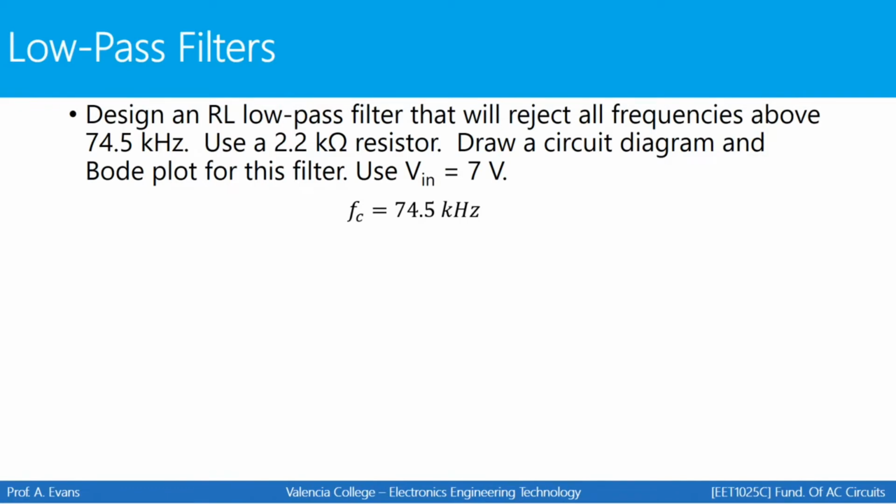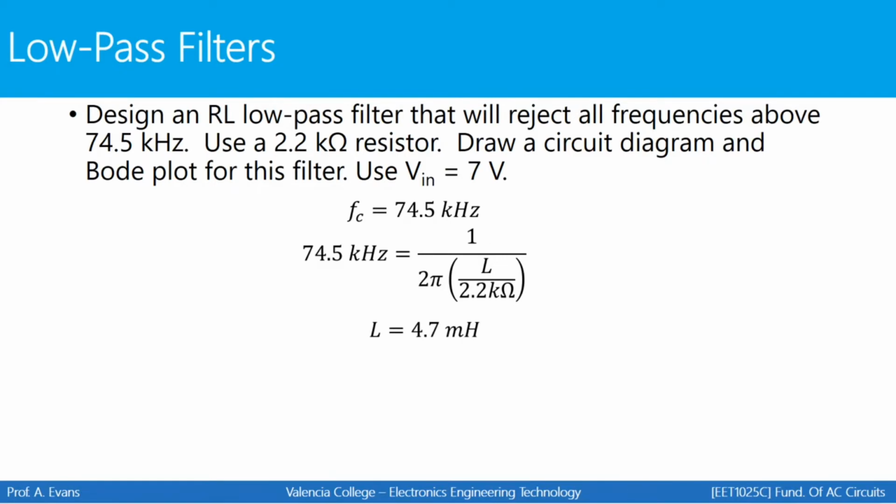And I know the value of the resistor, but I need to figure out the value of the inductor. So I'm going to use the equation for critical frequency, plug in the critical frequency, plug in the value for R, and solve that for L using some algebra. So it's going to be 4.7 millihenries.